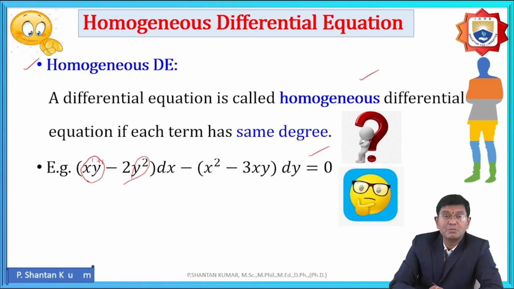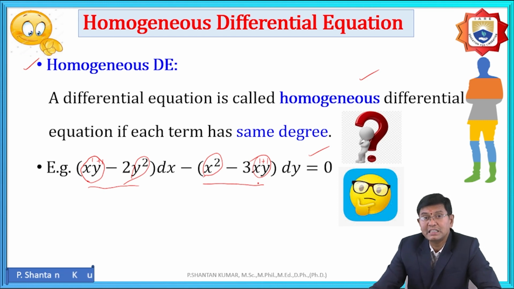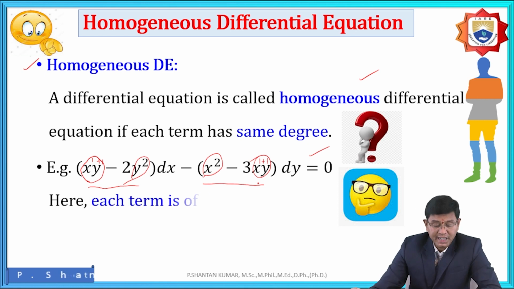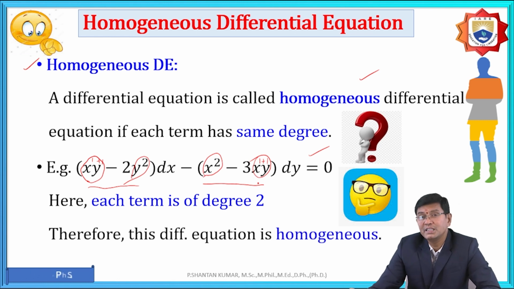So the first term has degree 2, and the second term also has degree 2. Here too, the powers 1 and 1 in the middle term give a product, therefore 1 plus 1 is also 2. So the dx coefficient has degree 2 and the dy coefficient also has degree 2. That means the same degree holds throughout. Therefore the differential equation is a homogeneous differential equation, of the first order and first degree.